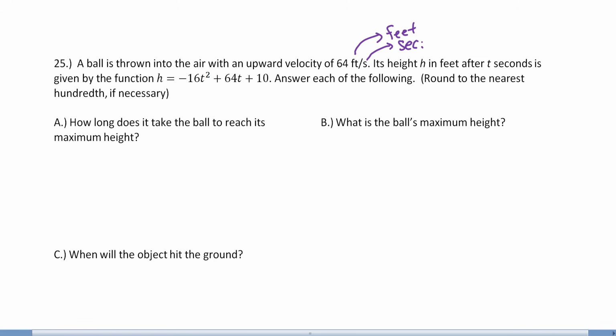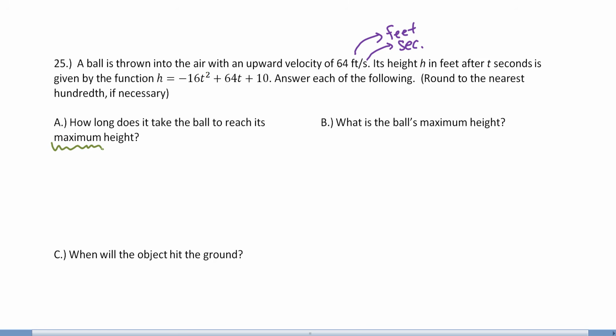And we can see the 64 built in. That negative 16 has to do with the acceleration of gravity, and the 10 has to do with our starting value. But either way, we don't need all that information, and that's stuff you'll do in physics. But here it just says how long does it take the ball to reach its maximum height, and that's a pretty key word there, that word maximum.